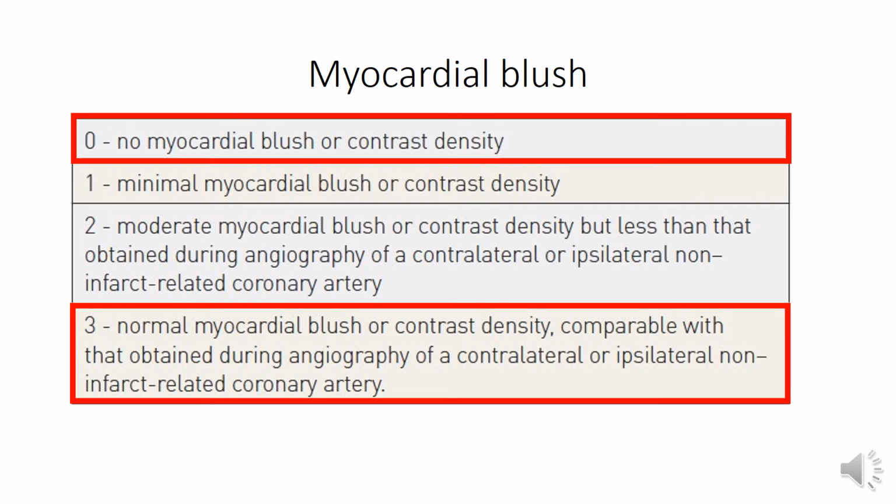Grading system. Grade 0, there is no blush at all. Grade 1, there is a minimal blush. Grade 2, there is a moderate blush. But if we have a left system picture and we are assessing the blush in the LAD in comparison with the LCX, if they are similar, it is grade 3. If it is a little bit less in the LAD territory, for example, than the LCX in comparison, we give it grade 2.